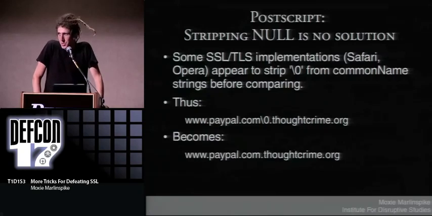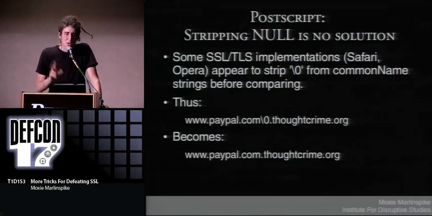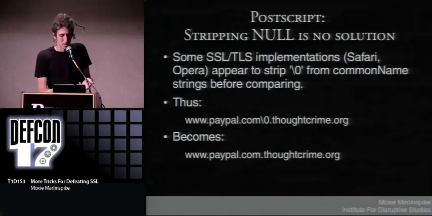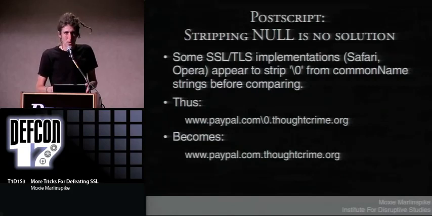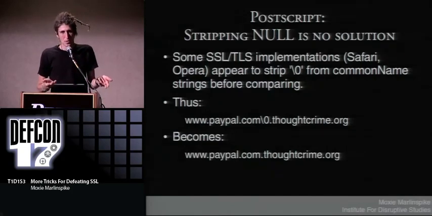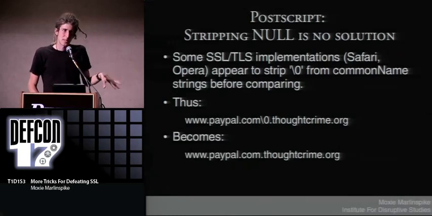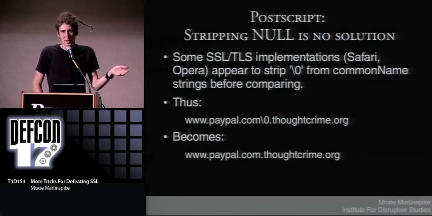Okay, as a quick postscript to all of this stuff, stripping null characters from certificates is not a solution. There are a couple of stacks that aren't vulnerable to the thing I've been talking about so far, like Safari and Opera. But they appear to just strip the null character from the common name before they compare it, right? So if you get paypal.com null character.thoughtcrime.org, they strip it and then compare it, so it becomes paypal.com.thoughtcrime.org. And so that stops this attack, but it actually opens up an attack vector for a different attack.